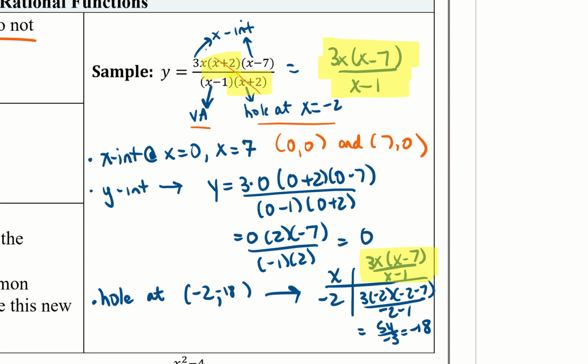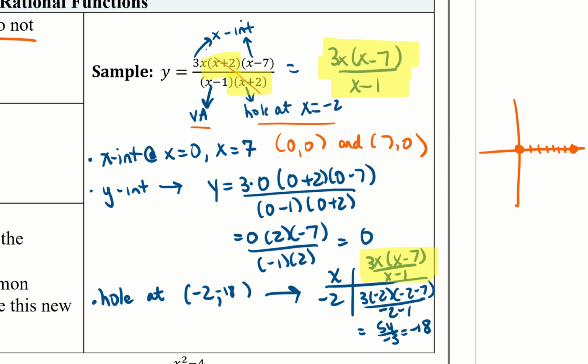To find the y-intercept, I could go to my original problem and just plug in a 0, do a little computation to simplify. Turns out that this y-intercept's at 0. That's because anytime an x-intercept is at 0, so is a y-intercept. If you think about that, that point at the origin would intercept both the y and x-axes. So there's my x and y intercepts.